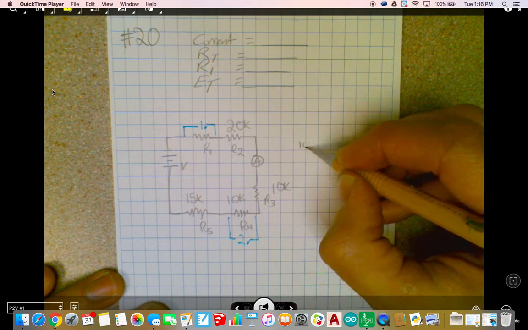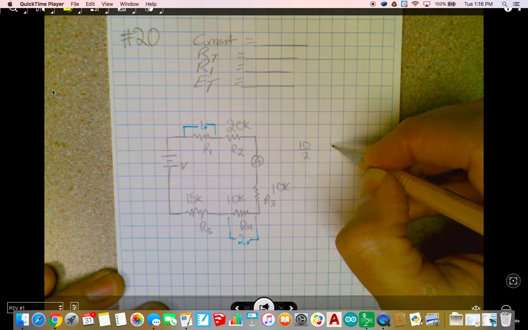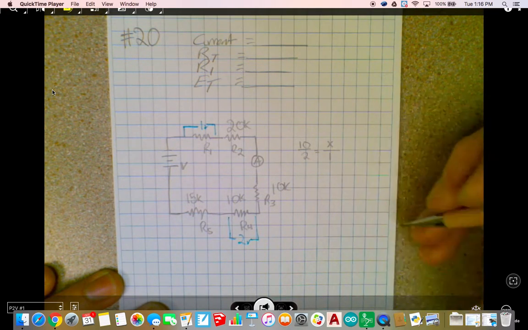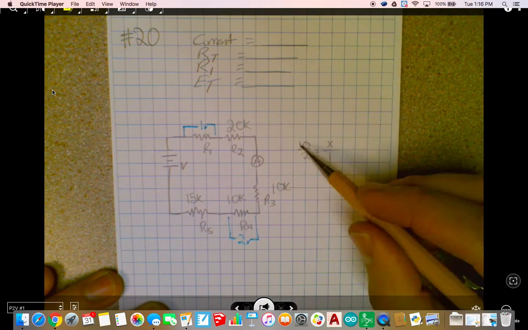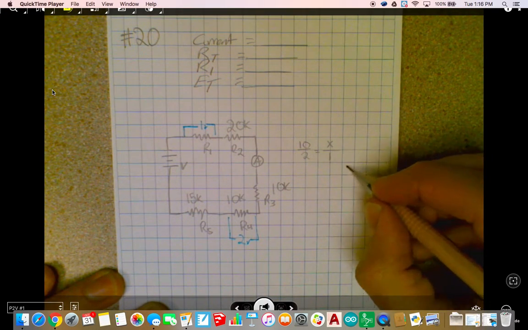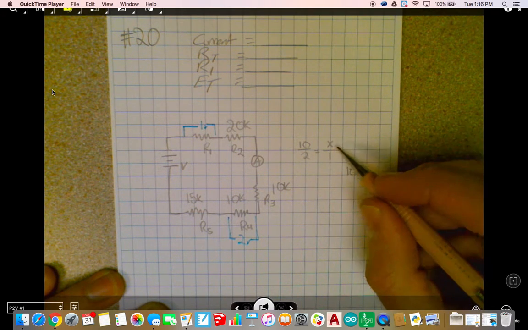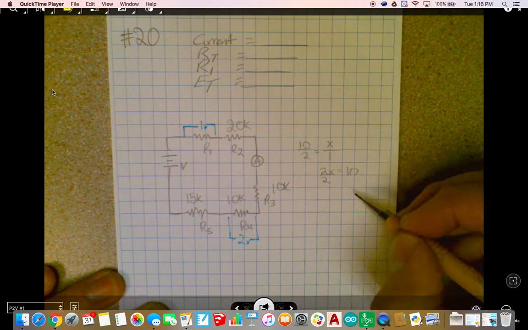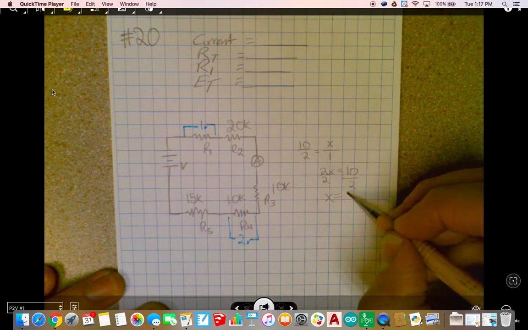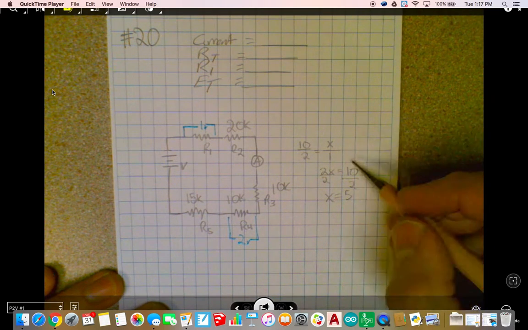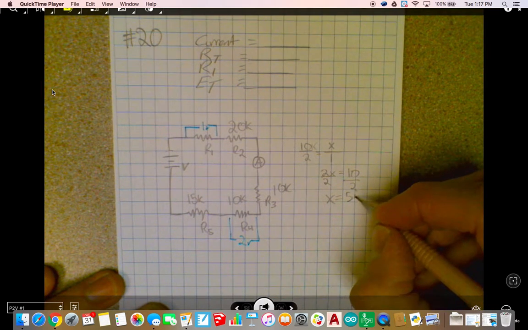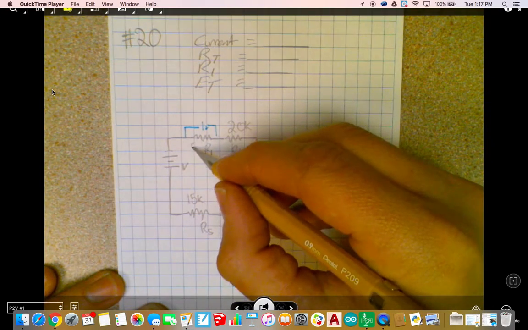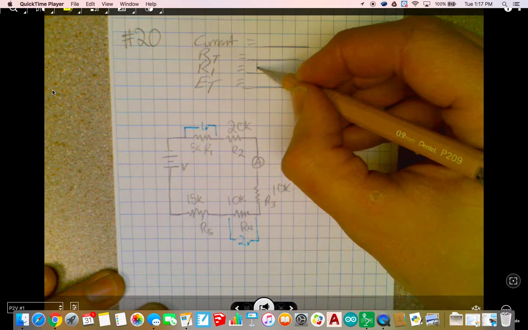I'm going to put 10 over 2x over 1, and I'm going to set those equal to each other. Okay? So I multiply these, I get 10. I multiply these, so I cross multiply, I get 2x. Divide by 2 to get x by itself, and x equals 5. Okay? But again, I had this as 10k, so this is actually 5k. Okay, so that is 5k, and that one we can put in.